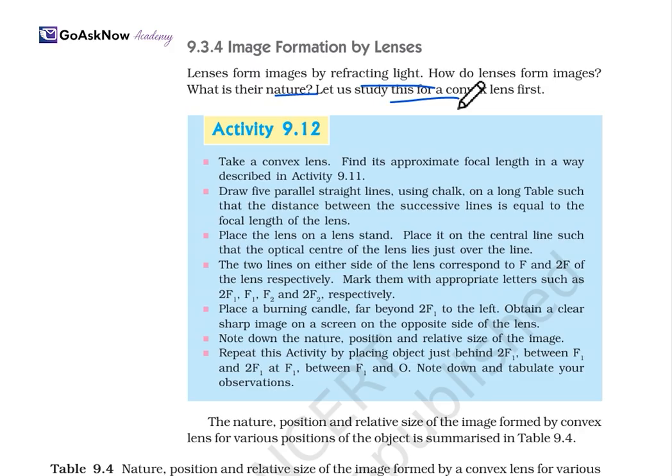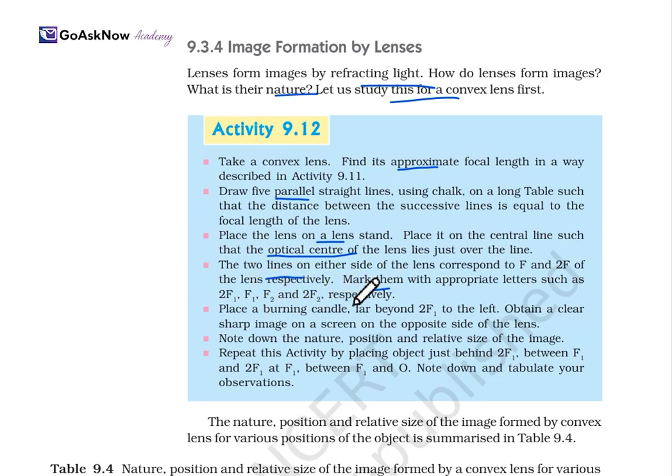We have an activity, and on the basis of that we'll move forward. Take a convex lens and find the approximate focal length in the way we have described. Firstly, draw parallel straight lines using chalk on a long table such that the distance between successive lines is equal. Now place the lens on the lens stand in the center line, with the optical center of the lens lying over that line. The two lines on either side of the lens correspond to F and 2F respectively. Mark them with the appropriate letters: 2F1, F1, F2, 2F2 respectively.